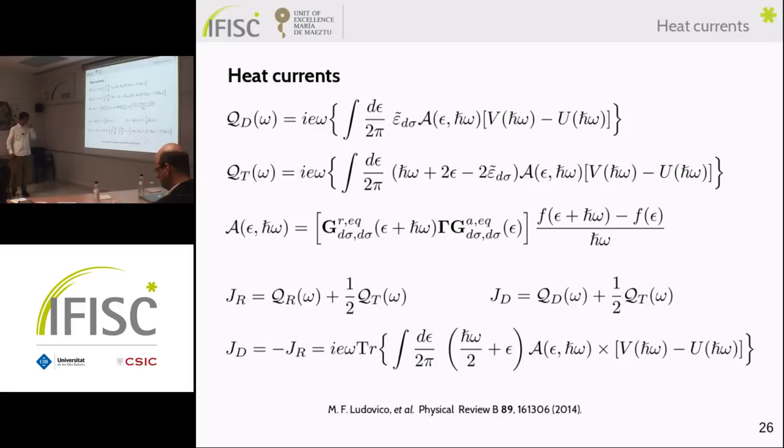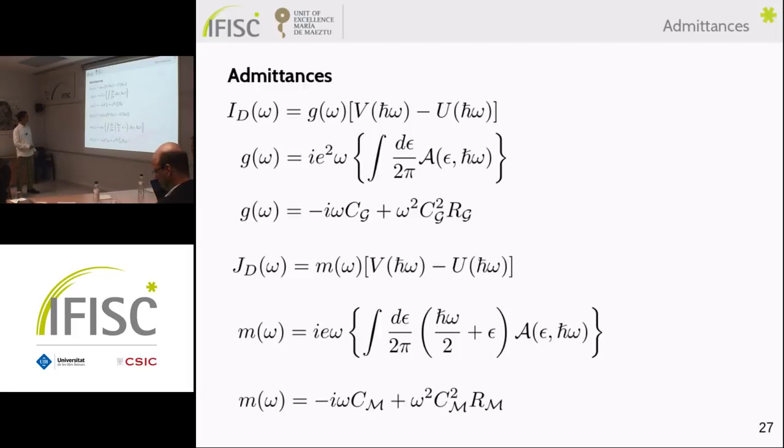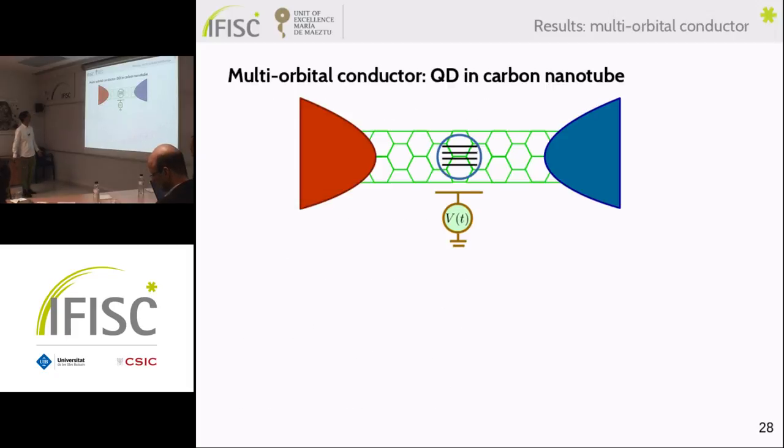From these expressions, now we can obtain the admittances. First of all, we can obtain the charge admittance, which was obtained previously. And from this admittance, we can also obtain the capacitance and the charge relaxation resistance. And similarly, for the heat current, we can also obtain the thermoelectric admittances and the respective capacitance and resistance. We apply these results to a multi-orbital conductor, in this case, a quantum dot in a carbon nanotube.